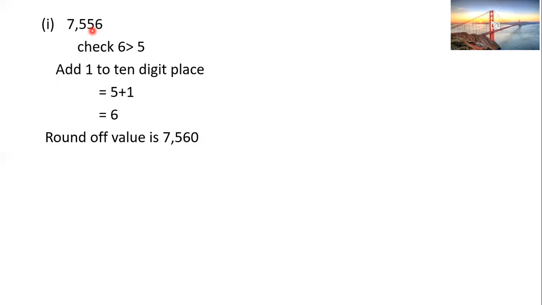Next, you add 1 to the tens place value. What's the tens place value? 5. You add 1. What do we get? 6. Next, you write the rounded value. You put the 0 in ones place, and 6 in tens place. And hundreds place is also the same, and thousands place value is also the same. You do not change hundreds place and thousands place. Only you have to replace in tens place, only for nearest to 10.